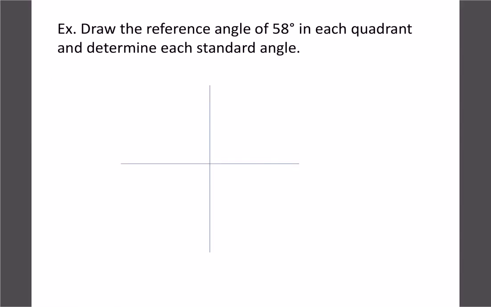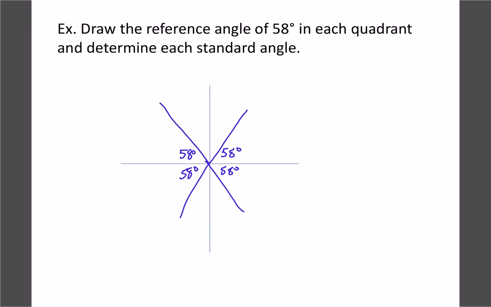Okay, so let's do a few examples, and that'll be it for today. So we want to draw the reference angle in each quadrant. So reference angle of 58, so that would be something like that. So if we put that in every quadrant, remember it's always between the x-axis and the line. So we'd have 58 in all 4 quadrants like that. So that's our reference angle.